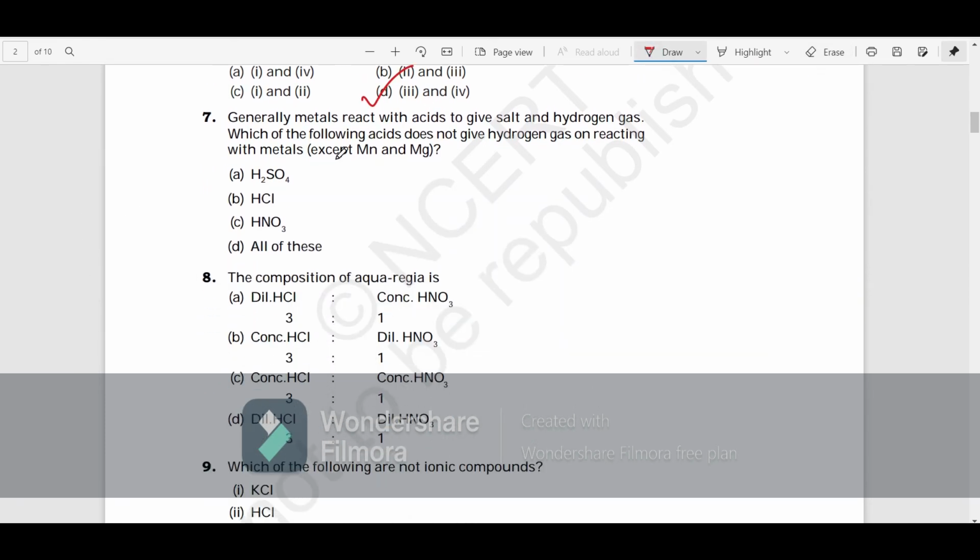Generally, metals react with acids to give salt and hydrogen gas. Which of the following acids does not give hydrogen gas on reacting with the metals? Except for manganese and magnesium. This exception was given in your textbooks, if you remember.